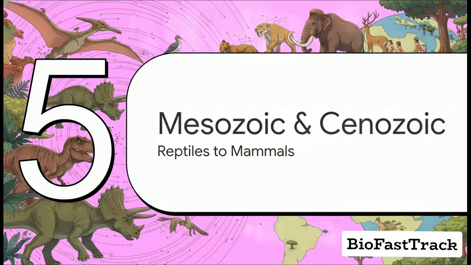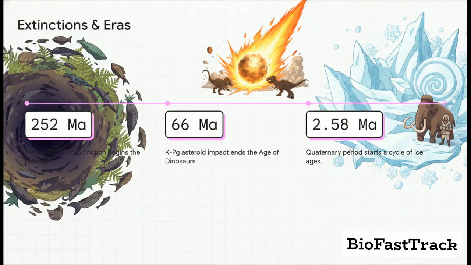The shift from the age of reptiles to the age of mammals. This next phase of deep time shapes the continents and flora we actually recognize today, and you'll see how mass extinctions act as dramatic bookends to these geological eras. The Mesozoic kicks off 252 million years ago, immediately following the Permian-Triassic extinction. That's also known as the Great Dying, where over 90% of marine species just vanished.